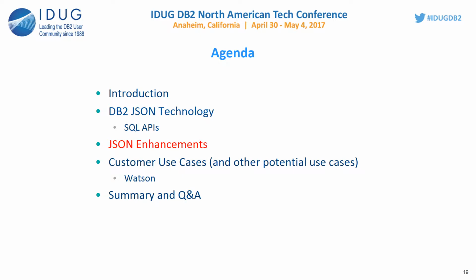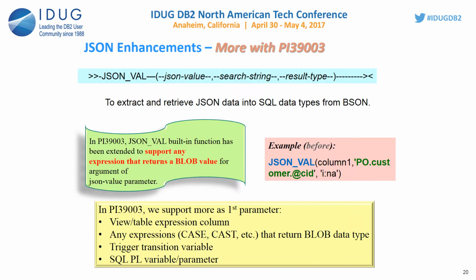Okay, we move on to the enhancements now. The first enhancement is a PDF. Before I start, I should mention earlier: we support the JSON feature, the SQL API, in version 11. Are you guys still on version 10? Or you don't know what version you are? Okay, good. You can try it out.